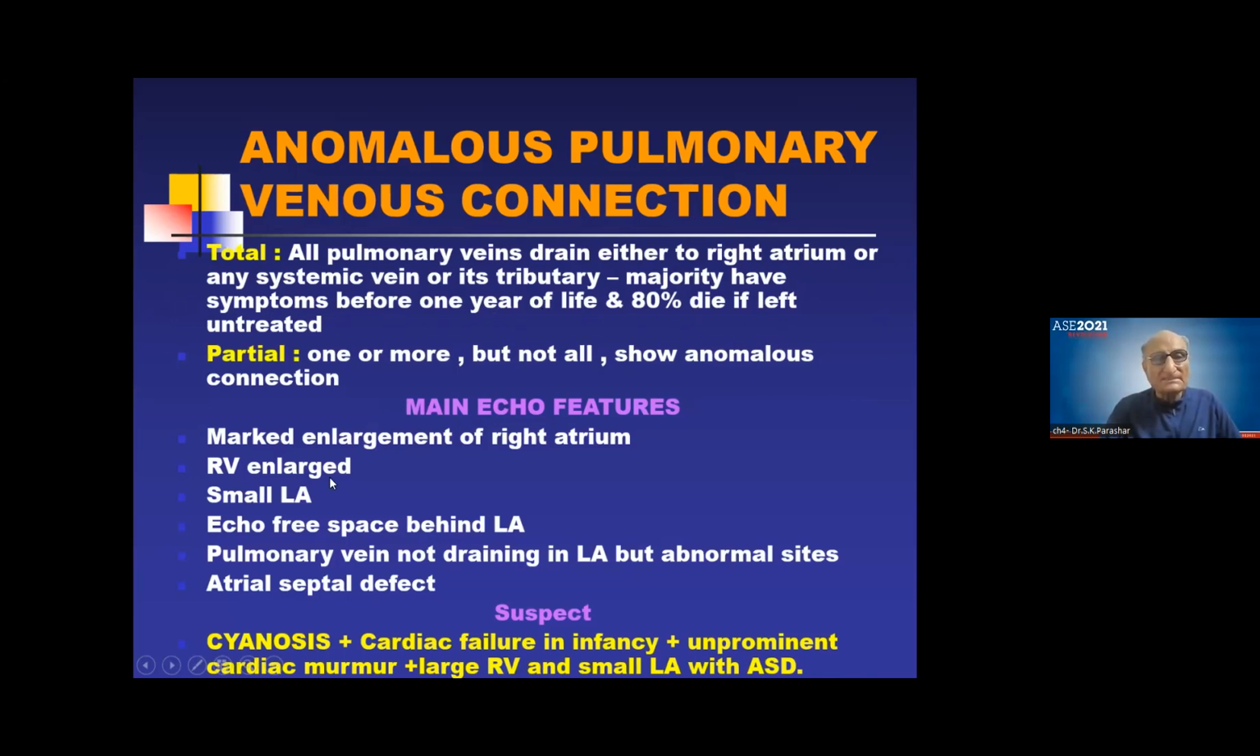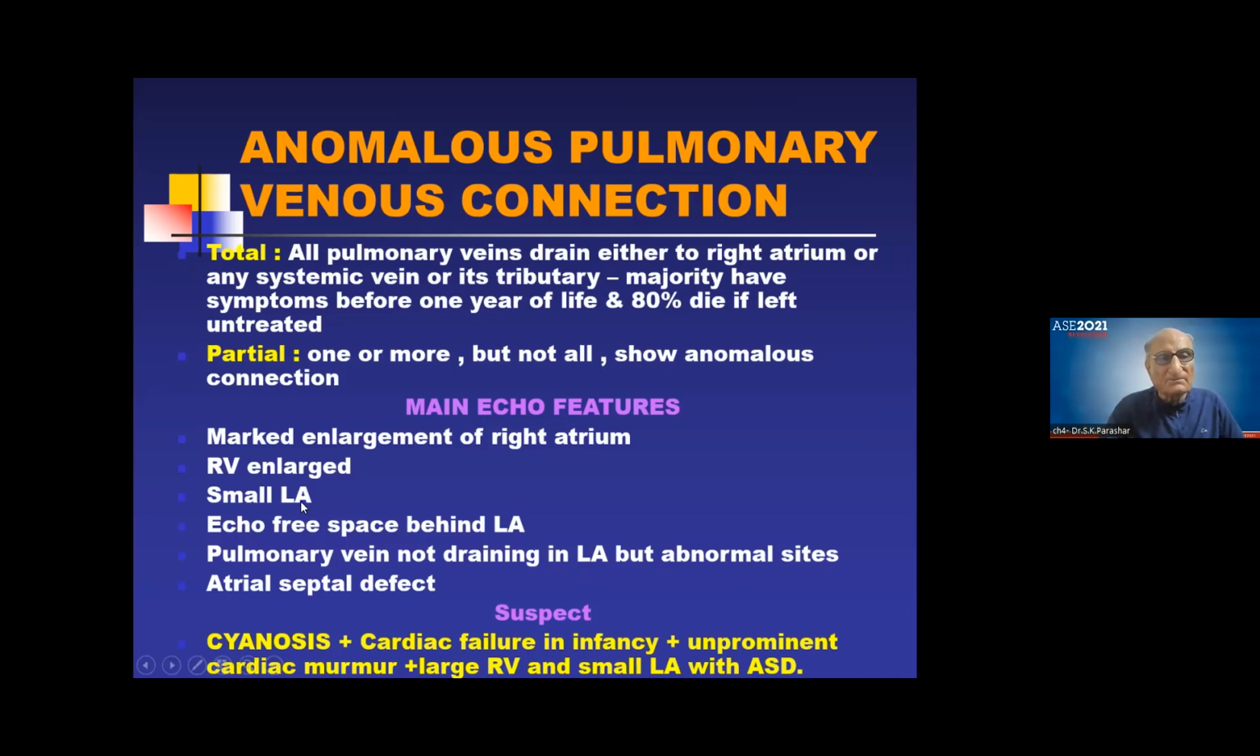In partial, there is marked enlargement of the right atrium. Why? The right atrium is receiving blood from the SVC, IVC, and also the pulmonary veins draining into it. So there is extra volume, like volume overloading, and it leads to an enlarged right atrium. And because of the increased right atrium, there will be an increased right ventricle because more blood is going into it. A small LA, because the pulmonary veins are draining into the RA, not into the LA.